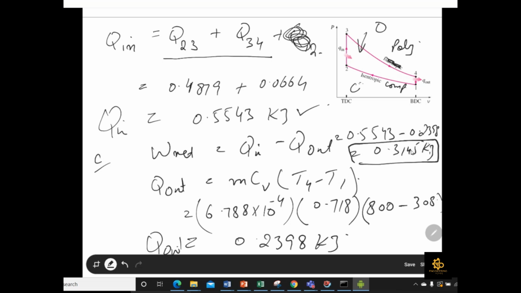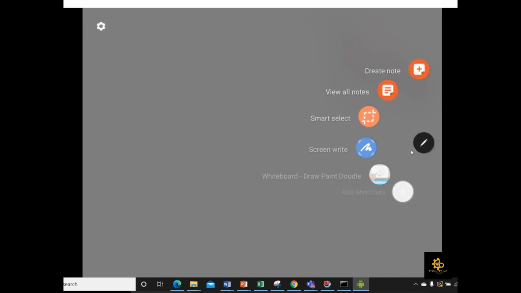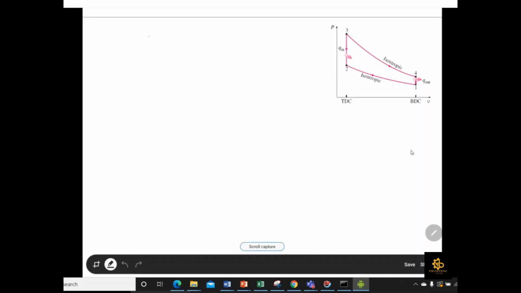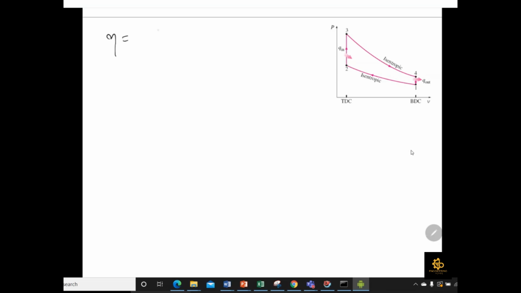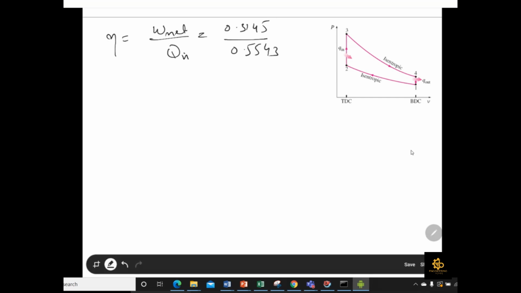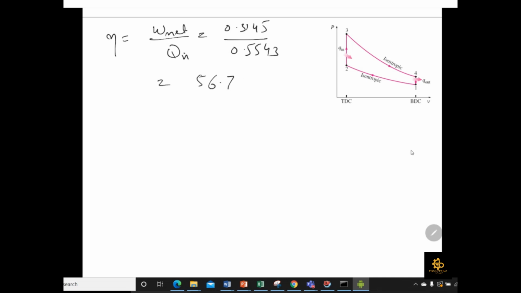You can write it down, then we will move towards the next step. Okay, so efficiency is equal to W net over Q in. W net we already know, 0.3145, and Q in is 0.5543. Now you can just solve it and you will get 56.7% efficiency.